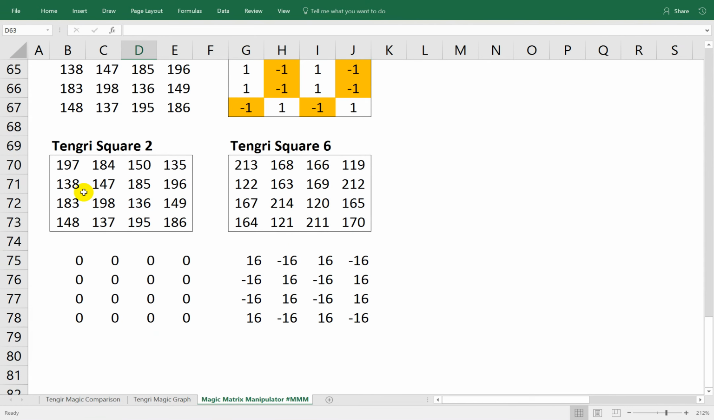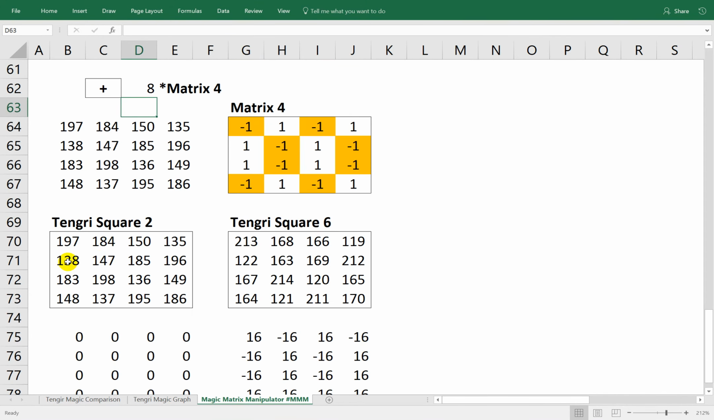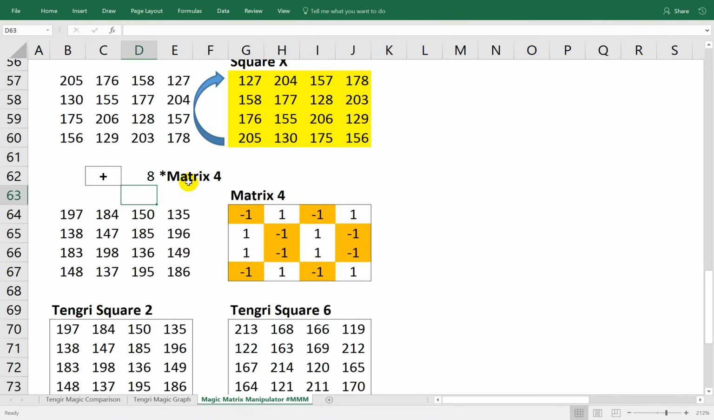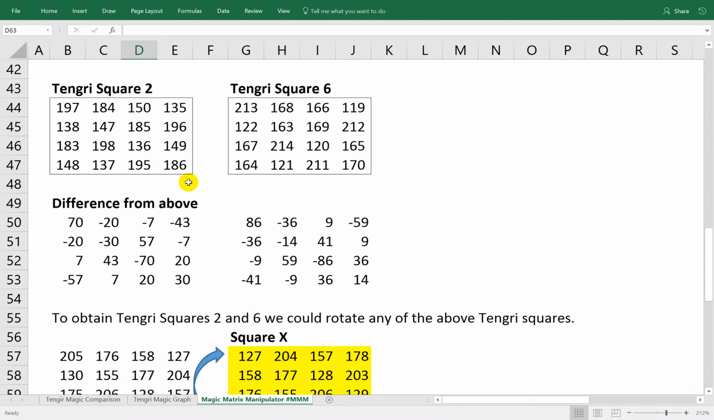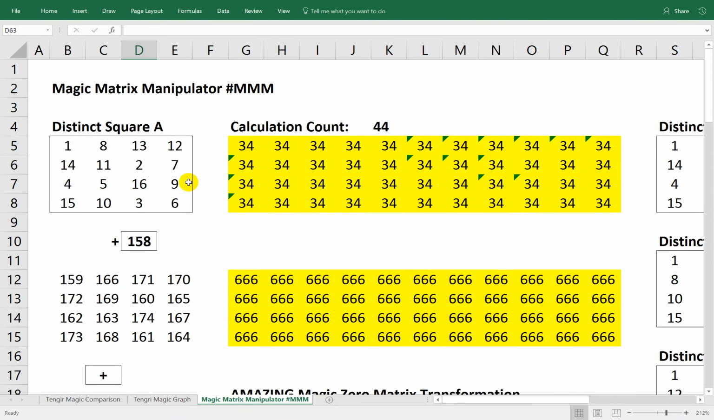And now we get the Tengri square 2. This is just the difference from above. And there's our Tengri square 2. So when we add that, we have 197, there's 186, 186, etc. And we can do the same thing to get the Tengri square 6. And also, it doesn't matter which square we use.